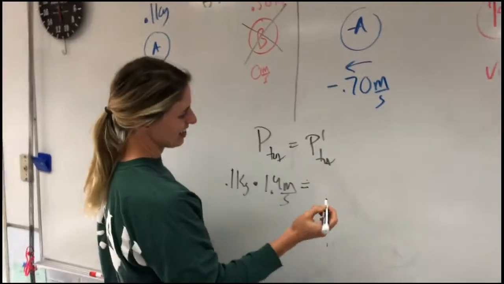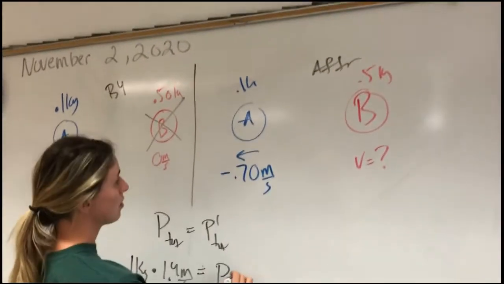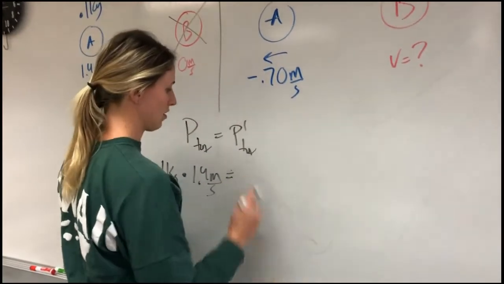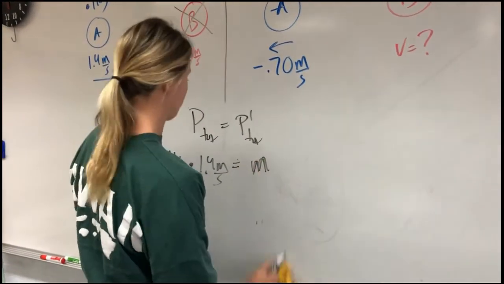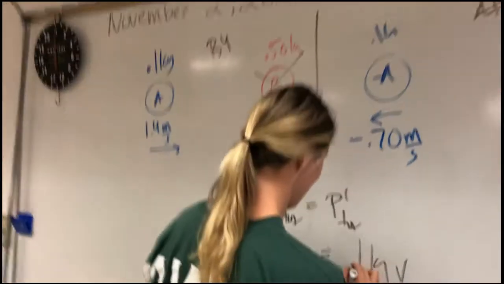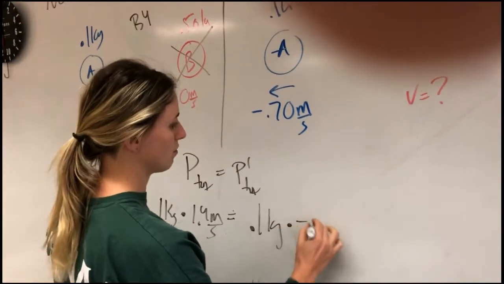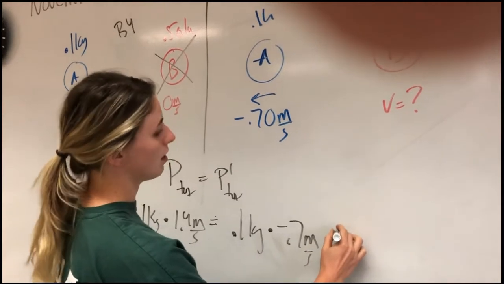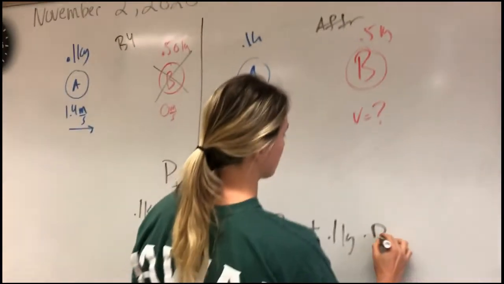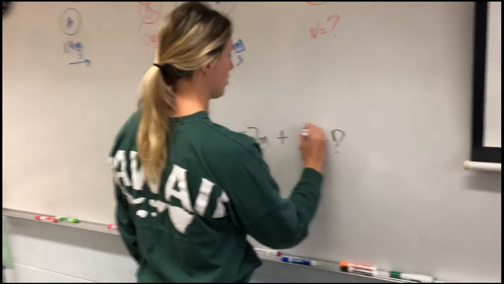Equals, there we go. P prime is mass times velocity. 0.1 kilograms times our velocity, negative 0.7, times negative 0.7 meters per second, plus the 0.1 kilograms times question mark. Oh, 0.5, thank you.